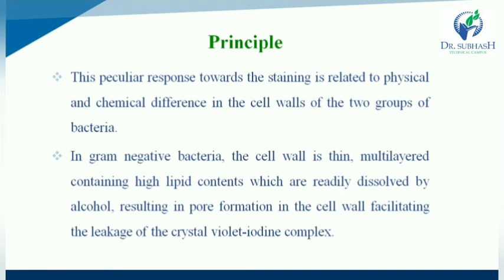In gram negative bacteria, the cell wall is thin and multi-layered, containing high lipid content, which is readily dissolved by alcohol, resulting in pore formation in the cell wall, facilitating the leakage of the crystal violet iodine complex. So in gram negative bacteria, why does it appear red? Because gram negative bacteria have a cell wall.